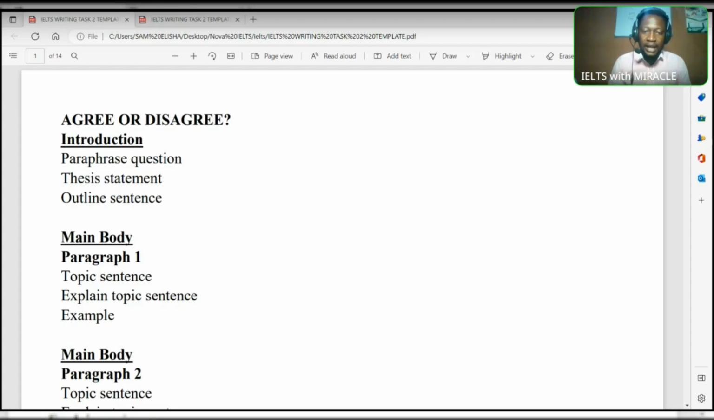Questions like, discuss both views and state your opinion. Questions like, what are the advantages and disadvantages of something? Questions like, what are the causes and effects? Causes and effects. Problems and solution. Sometimes they will say, what do you think? What is your opinion? Sometimes such questions could come. What is your opinion? Right.